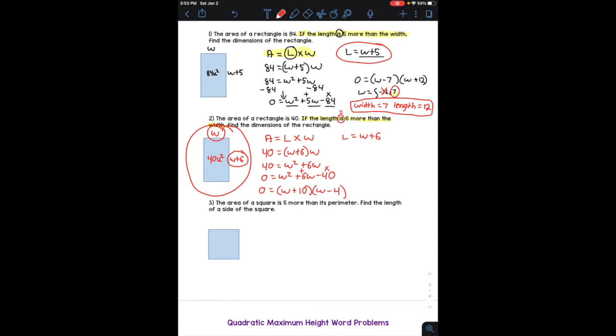We would set those factors equal to 0 and solve, getting the two solutions, negative 10 and positive 4 for W. Remember now, W stands for something tangible. It stands for width. So it can't be negative 10 or else the width wouldn't exist. W, or the width, is going to be 4 units.